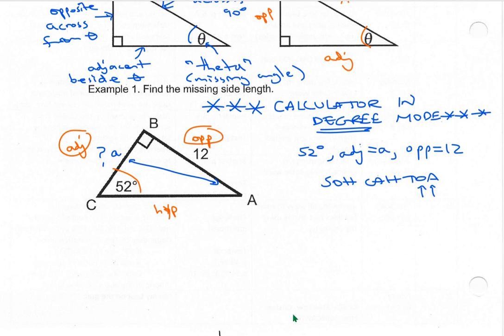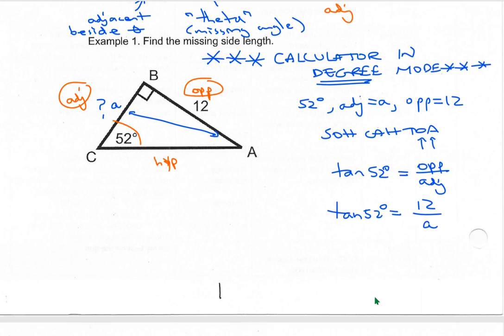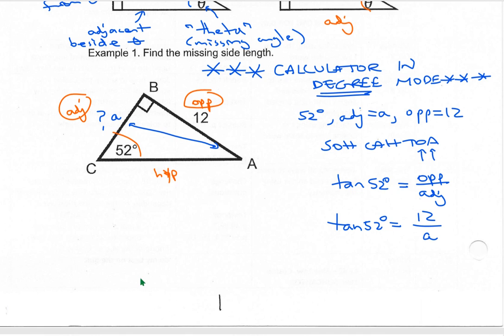Scroll up a bit. Okay, so now because it's tan, I'm going to write this. Tan of 52 degrees equals, so remember what SOH CAH TOA says, it's the opposite over adjacent. And so tan of 52 degrees equals, opposite is 12 and adjacent is A. Okay. Now, I have this number, tan 52, which I can get from my calculator, and it equals a fraction. So before even picking up the calculator, I'm going to take this whole term and put it over 1.